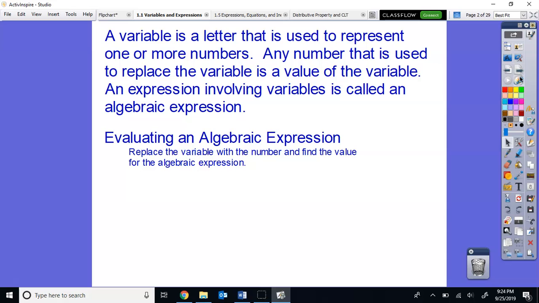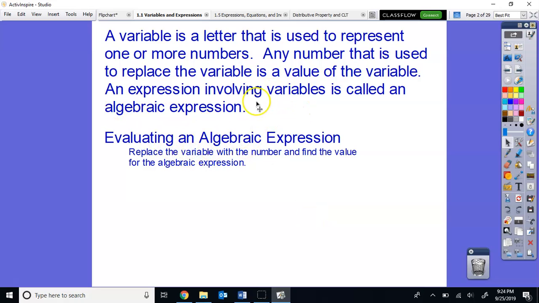Alright, so in the first part of the chapter, we talked about what a variable is. You'll see on your review sheet, you need to know that a variable is a letter that represents one or more numbers. It's not just a letter, it's not just a missing number, but it's both. It's a letter that represents one or more numbers.